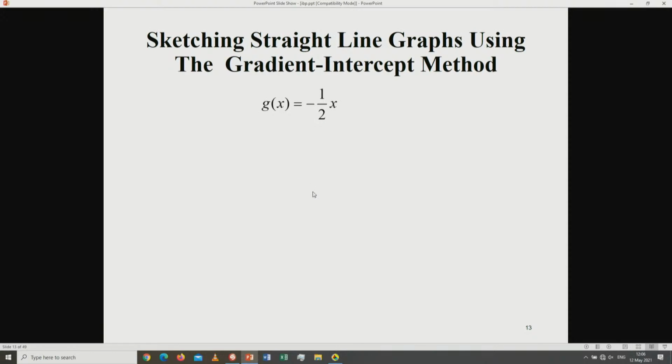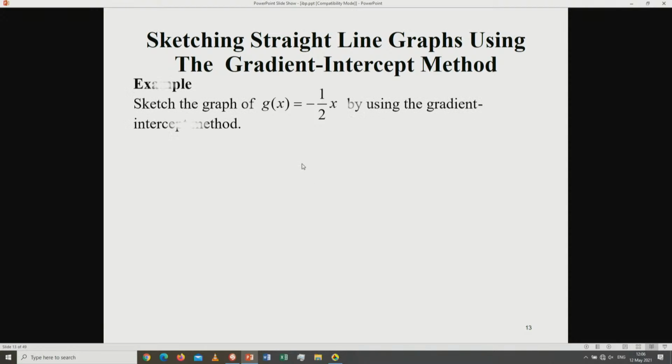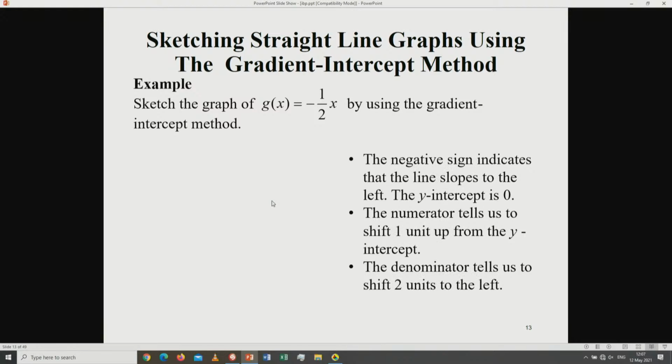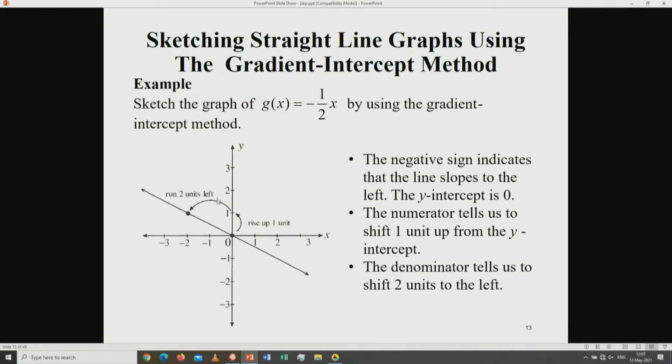Okay, right. Now we have another one, sketching the straight line graphs using the gradient intercept method. That is another one that you also learned in grade 9. Example here, they say sketch the graph of g(x) = -1/2 x by using the gradient intercept method. How do we do it? Let's look at it. This is the graph that we are having.